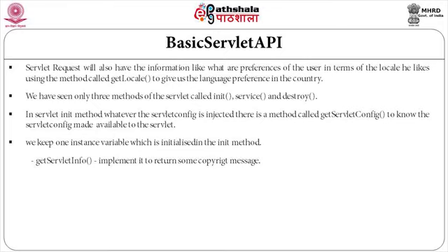For example, the servlet request will have information related to the preferences of the user, in terms of what locale he likes. So, we even have a method like getLocale, to give us his preference related to language and country. So, a lot of methods are available in the servlet request, but most of the time we are interested in the parameters being submitted by the user, and if there is content, we are interested in reading the content from the client. So, those would be the methods commonly used from there.